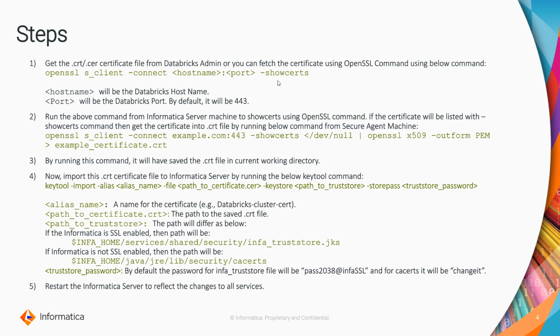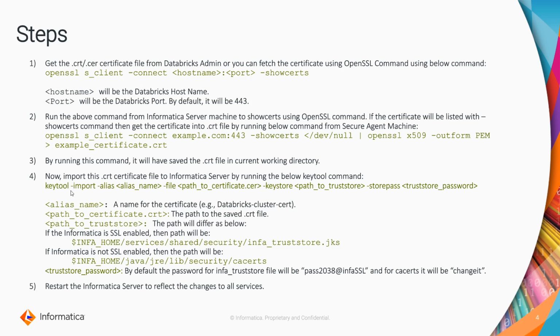Once you validate and are able to see the list of the certificates using this first command, then execute this second command, which will again connect to the same host and port, but it will generate the .crt file in the current working directory. Once you get this .crt file, you need to import this certificate to Informatica Truststore or cacerts using this keytool import command.